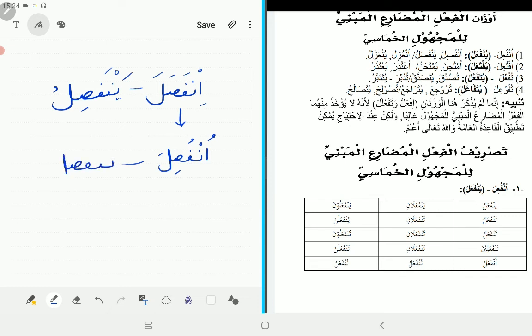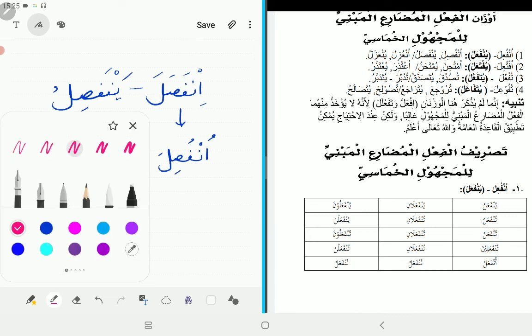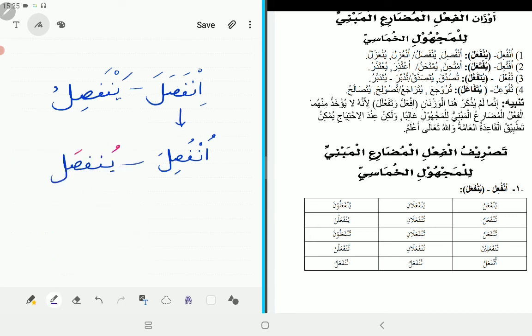apply the principle. So your first letter takes a dhamma, the second last letter takes a fatha. Leave everything else the same. If I leave everything else the same, then it becomes... is that not the case? Look at the letters: sukoon, haraka, and then dam. Sukoon, haraka, dam. So the only changes are going to be on the first letter, giving it a dhamma, and the letter before last. Unfusila becomes yunfasalu.